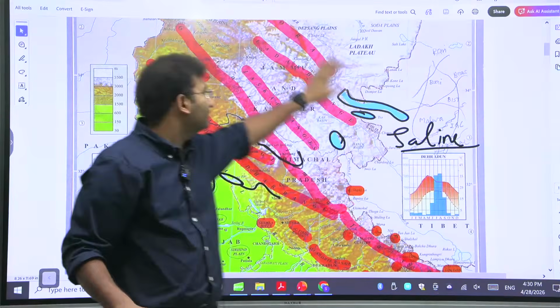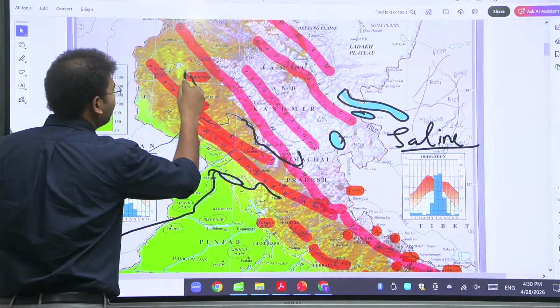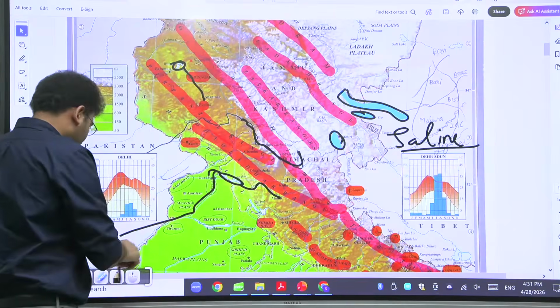Remember, 99% of the lakes are saline in nature. But look at this. This is your Lake Wular. This is fresh. Clear?